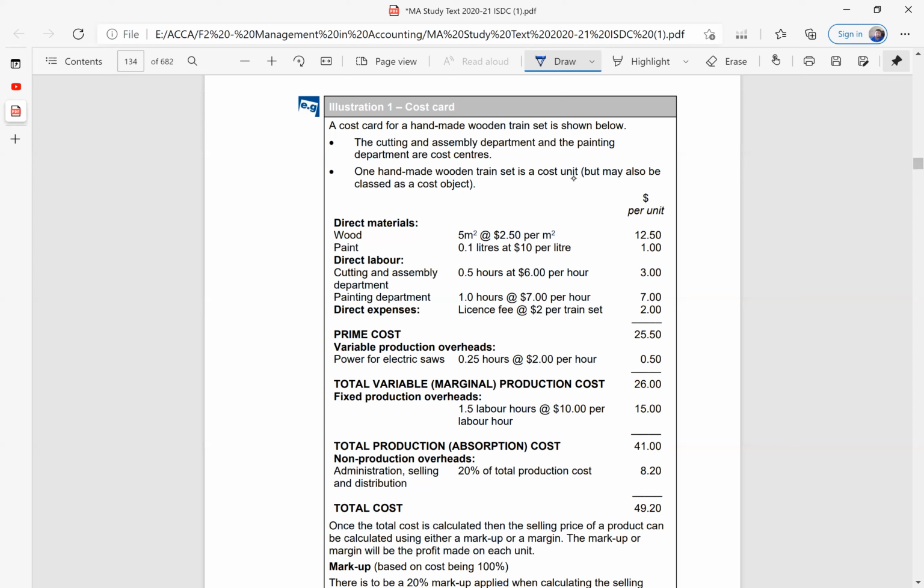Like if I remove materials, would I be able to make the final product? No. If I remove labor, if I tell labor not to work, would I be able to make my product? No. If I remove the license fee, would I be able to make my product? No. So these are the immediate products, the immediate materials, the immediate labor that I desperately need.